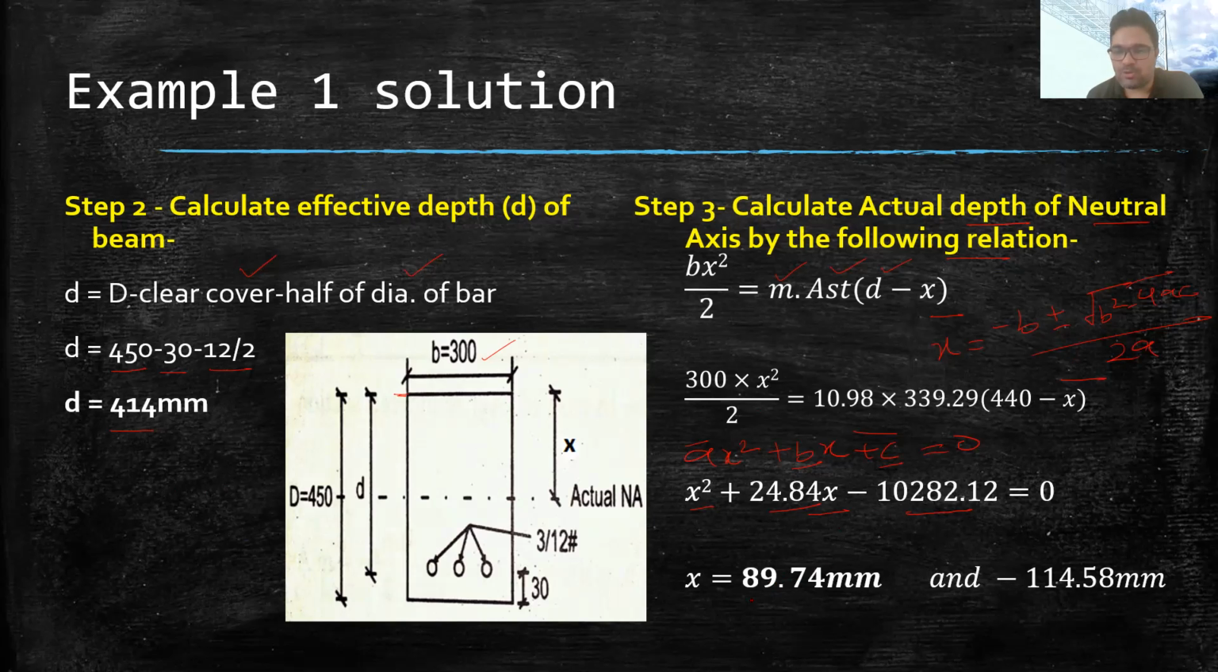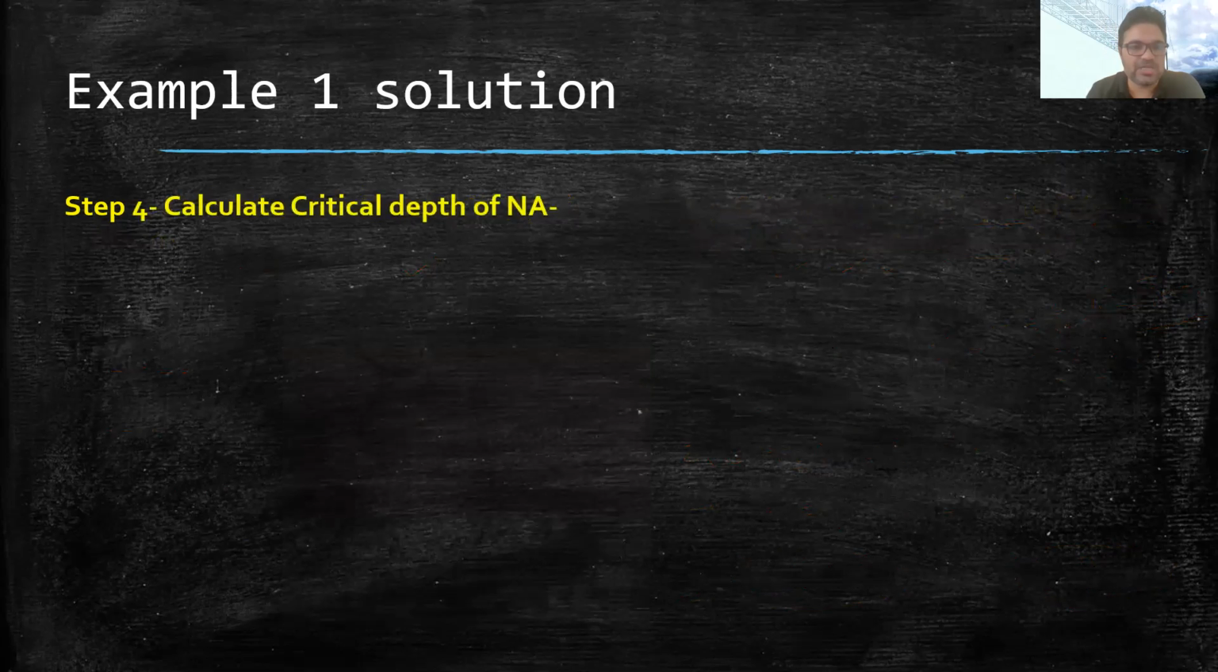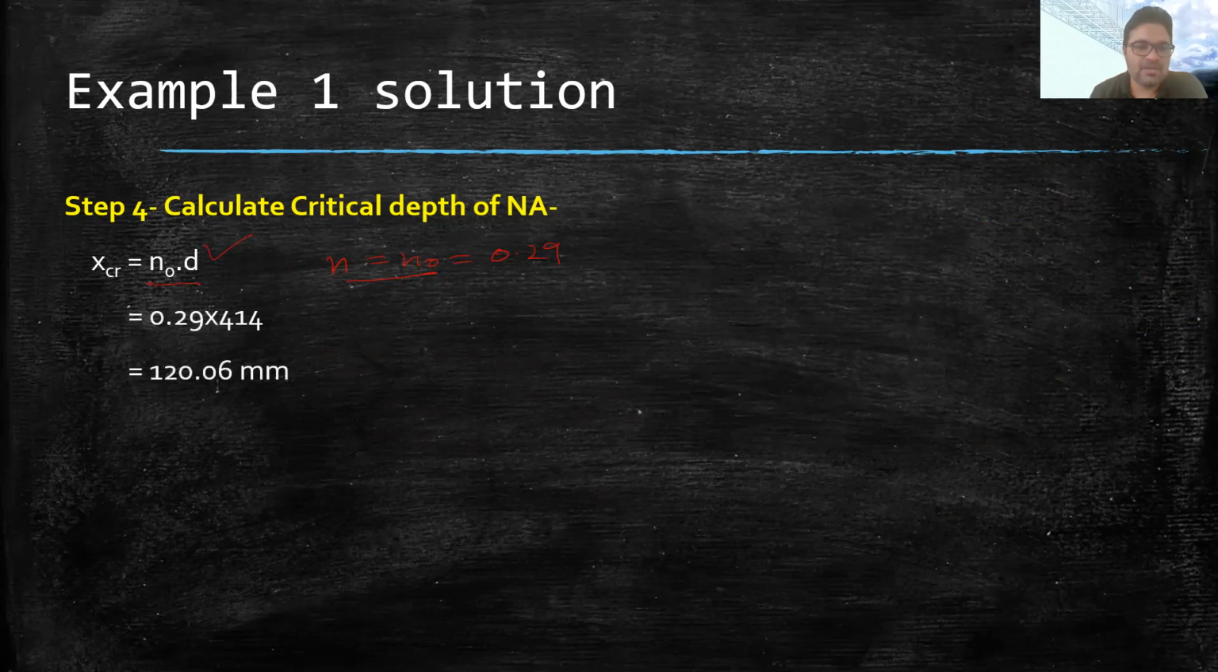One value will be positive and the second value will be negative. Well, there is no significance of the negative value, so we will reject it. So our value of x will be 89.74, which means the depth of actual neutral axis will be 89.74. So this is how we find out the value of x from step 3. Now moving to step 4, we will find out the critical depth of neutral axis, which is xcr equals n naught into d. As I said, n is equal to n naught, so n will be 0.29. This is already calculated in step 1, and d is already known, so the value of xcr will be 120 mm.